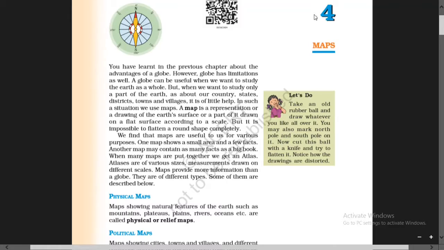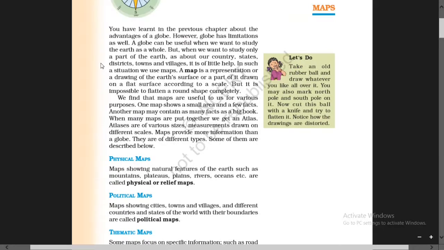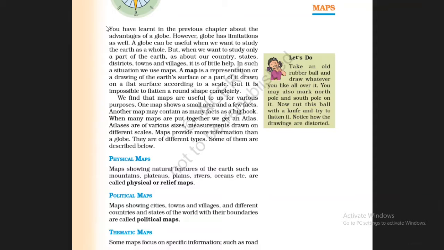Today, let us do the fourth chapter of your geography. The name of the chapter is Maps. A map is a diagrammatic representation of an area of land or sea showing physical features, cities, roads, etc.